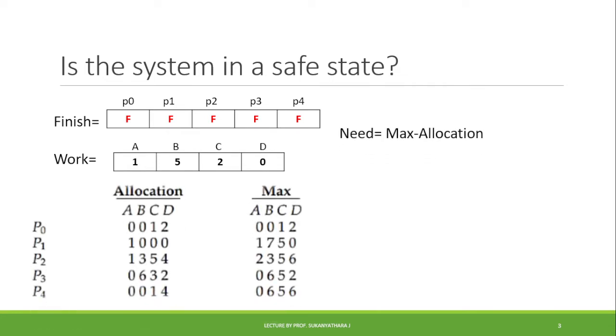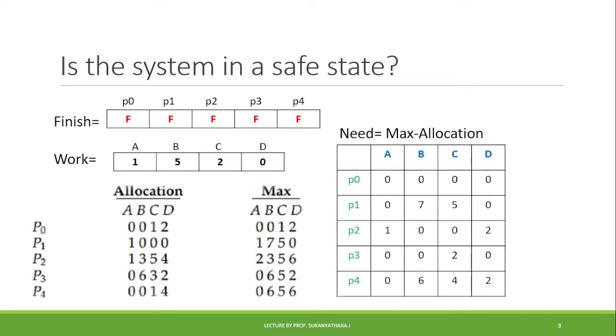Next thing is we have to calculate the future requirement of each process. What is the future requirement for each resource type to each and every process? We will find it using the equation max minus allocation. So max is the maximum requirement of each and every process. Allocation is which all resources are currently allocated to each process. By using these two values, you can find the need matrix. So this is the need matrix which we have found out by subtracting the allocation matrix from the max matrix.